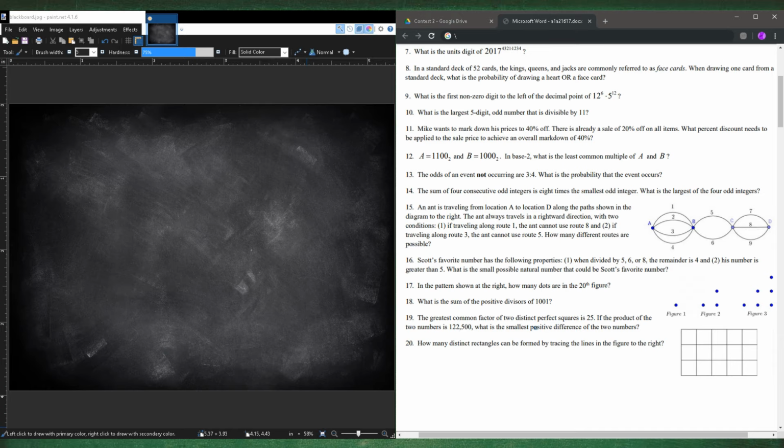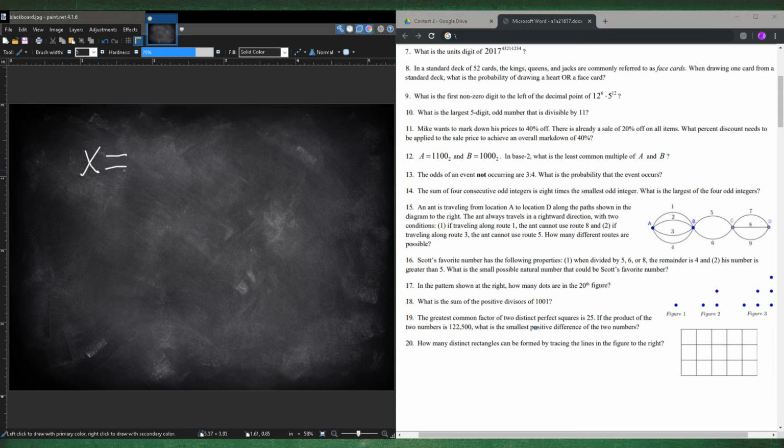So let's think about it. Let's say his favorite number is x, right? If it's divided by 5, the remainder is 4. If it's divided by 6, the remainder is 4. And when it's divided by 8, the remainder is 4. So let's say x is equal to 5A plus 4, where A is some kind of constant. X is equal to 6B plus 4, and x is equal to 8C plus 4.